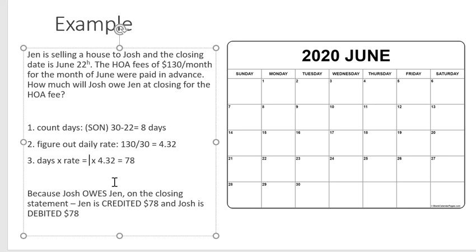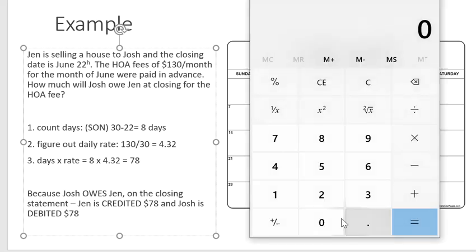Now we're going to do 8 times the daily rate for step 3. So count the days. We have 8 days. Step 2, figure out daily rate. We already did that. Step 3, multiply days by the daily rate. So 8 times 4.32. This is now what Josh owes Jen. So because Josh owes Jen on the closing statement, Jen is credited $34.56 and Josh is debited $34.56.